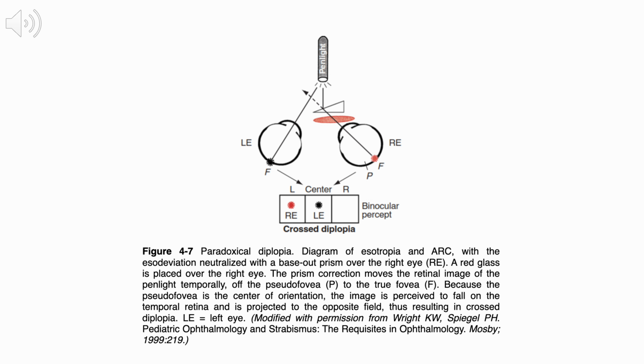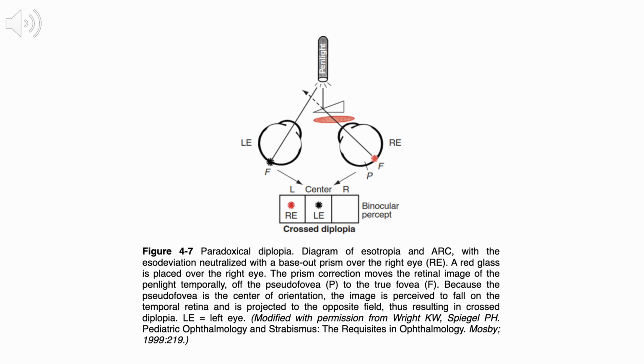Let's walk through this picture in a simple, intuitive way. Before surgery, this patient had an esotropia, so the brain adapted by using anomalous retinal correspondence. Instead of using the true center of vision in the deviating eye, the brain picked a nearby spot called a pseudofovea and treated it like the center. That's how the patient avoided double vision before surgery.